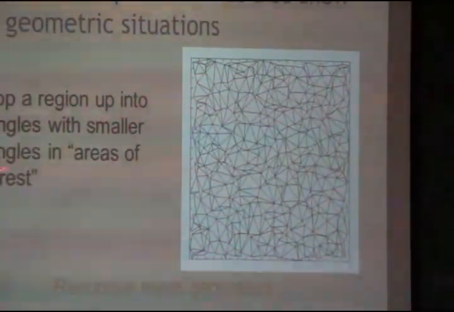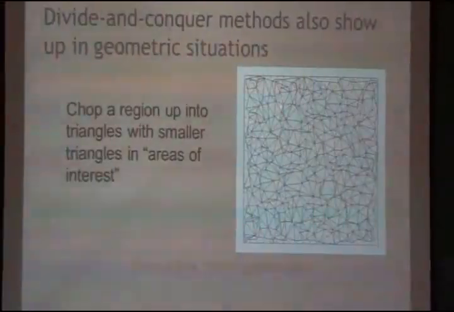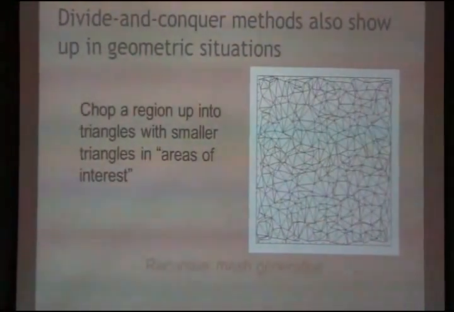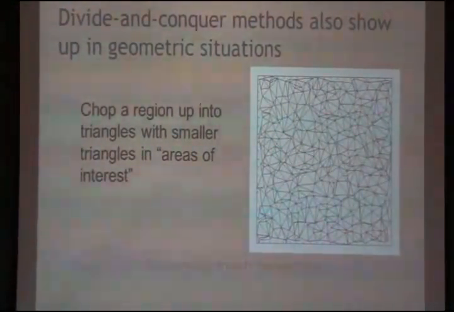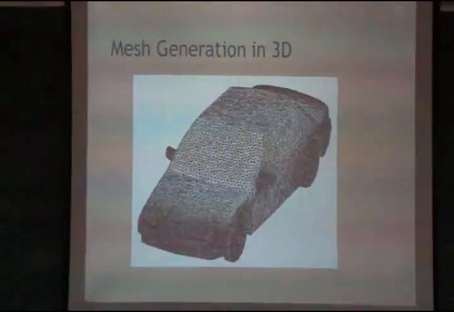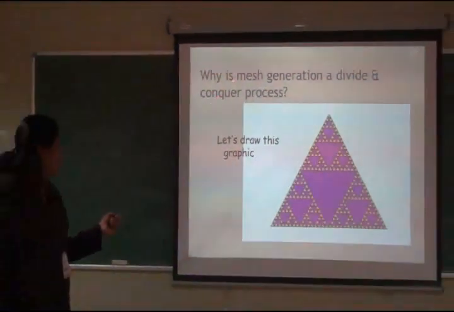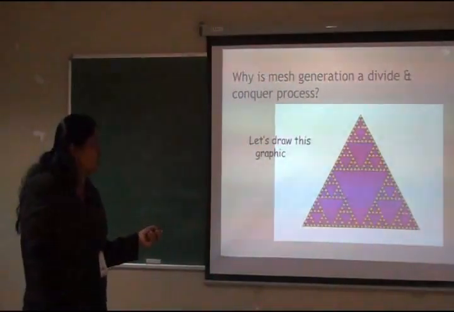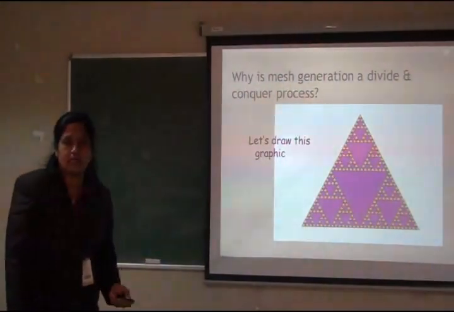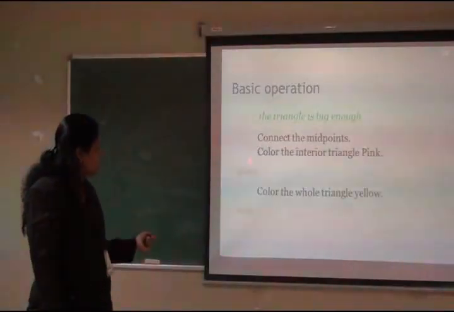You chop a region up into smaller triangles. You need to identify how many triangles are there, or you have to chop the region into smaller triangles with the divide and conquer strategy. This is mesh generation in 3D. Let us draw this graphic. Why is mesh generation a divide and conquer process? It completely uses the divide and conquer process. What is the logic behind this?